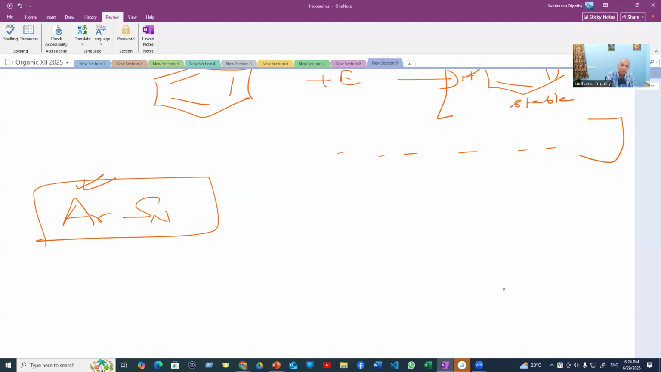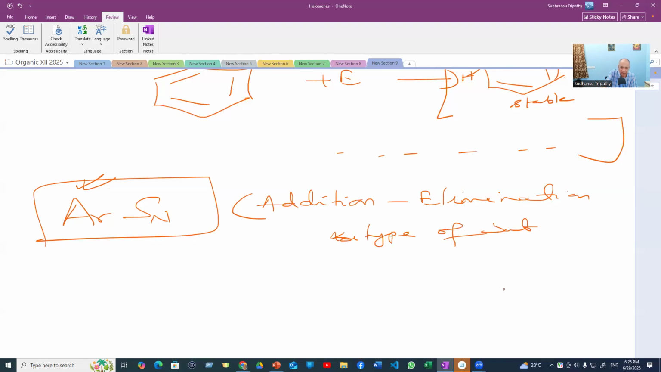Here there is no carbocation formation. A negative ion is formed. And therefore, this is called an addition followed by elimination kind of substitution. First, the nucleophile will be added to form an intermediate. That is a carbanion. Arenide ion, not arenium ion, this is an arenide ion.